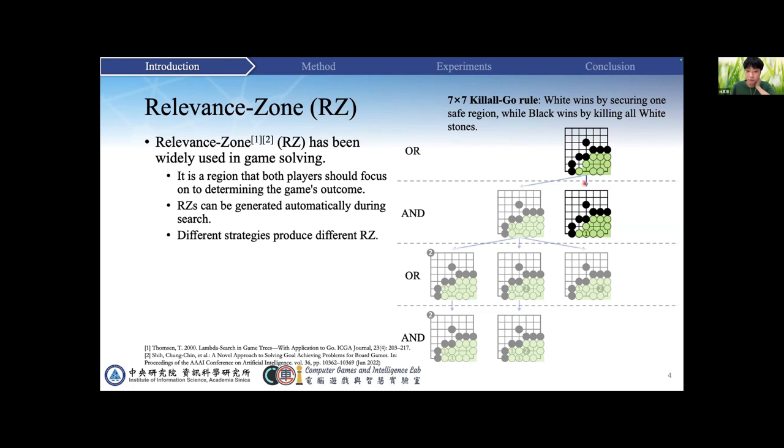And different strategies can produce different R zones. If white plays at this position instead, the R zone would look like this. If white plays at this position, the R zone can become even smaller.